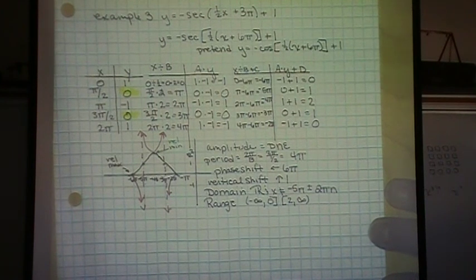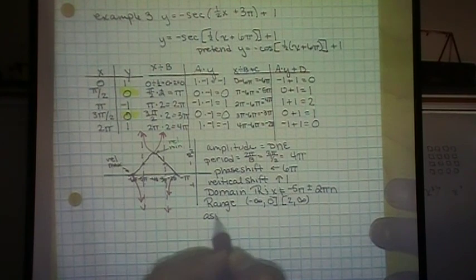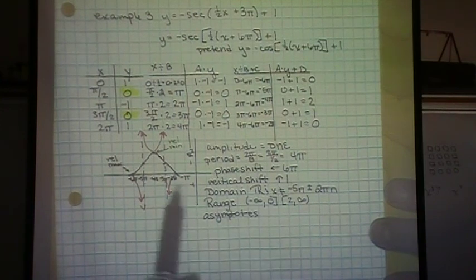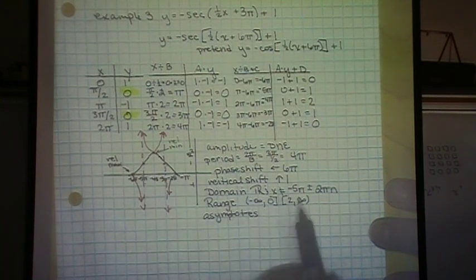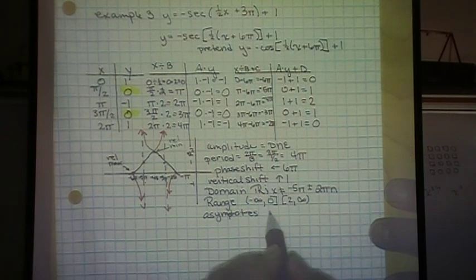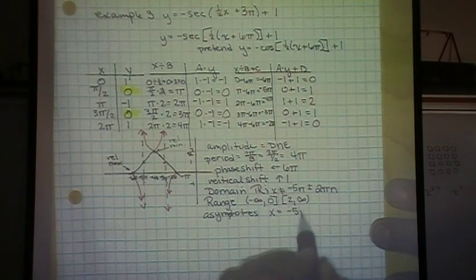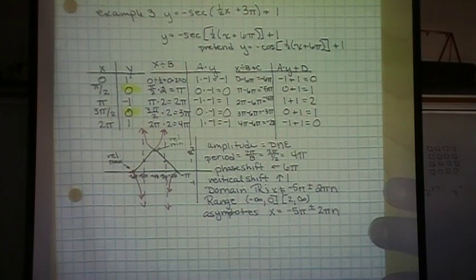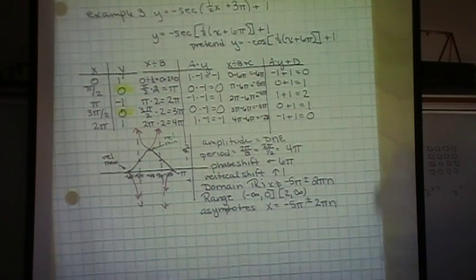Okay. Our asymptotes. Asymptotes are in the same places where x cannot occur, and that is right here. So I'm just going to say x equals negative 5 pi plus or minus 2 pi n. And again, n is the number of revolutions around the circle.